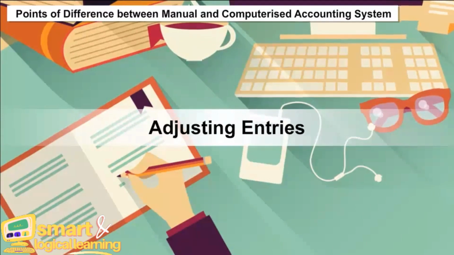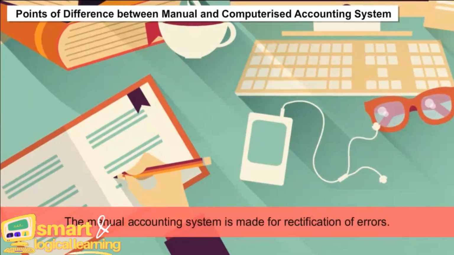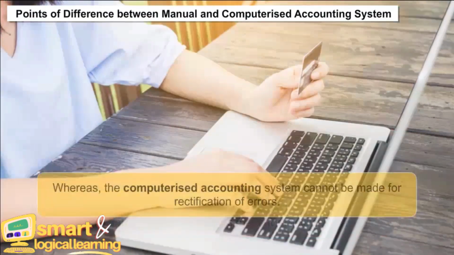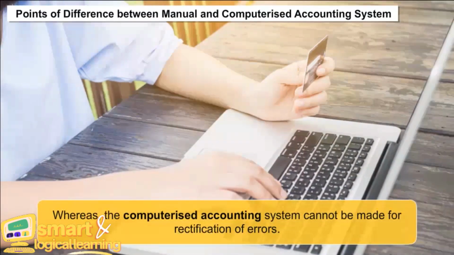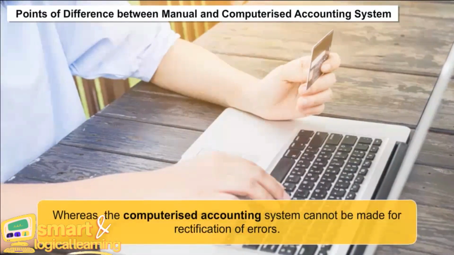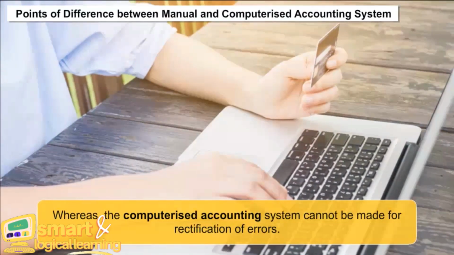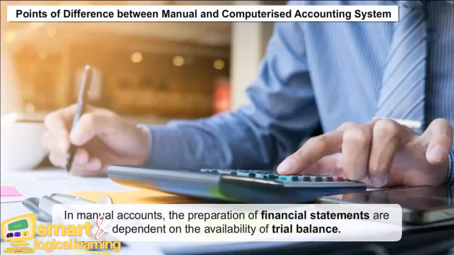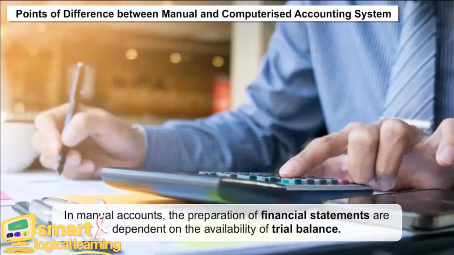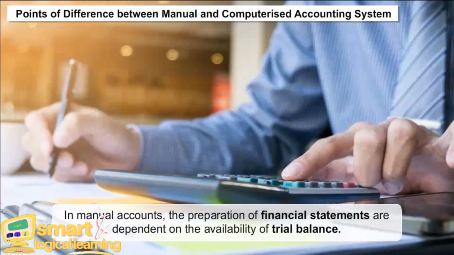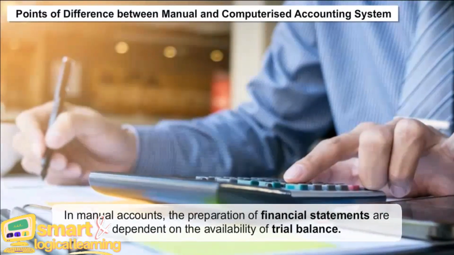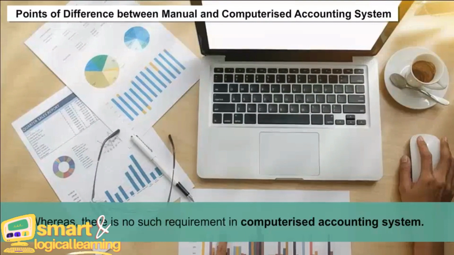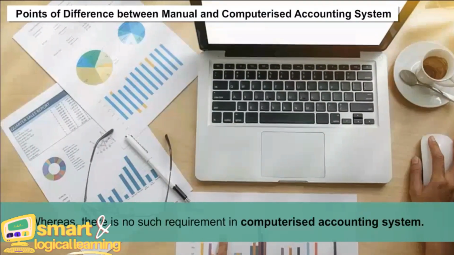Adjusting entries. The manual accounting system allows for rectification of errors, whereas the computerized accounting system cannot be used for rectification of errors. Financial statements. In manual accounts, the preparation of financial statements is dependent on the availability of trial balance, whereas there is no such requirement in computerized accounting system.